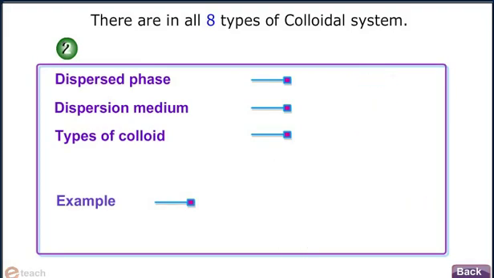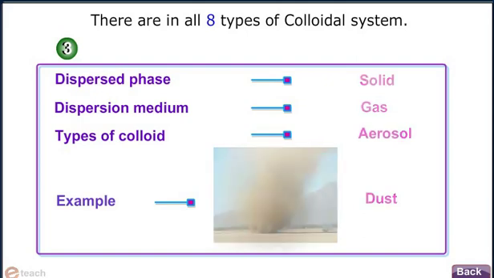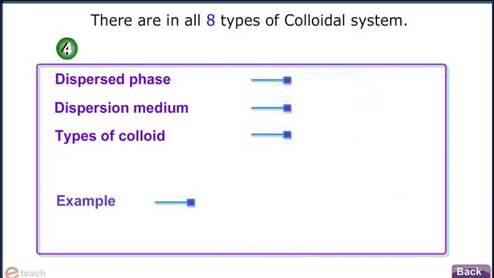The second one is dispersed phase is solid, dispersion medium is liquid, and the type of colloid is sol. For example, paint. The third one is dispersed phase is solid, dispersion medium is gas, and the type of colloid is aerosol. For example, dust. The fourth one is dispersed phase is liquid, dispersion medium is solid, the type of colloid is gel.